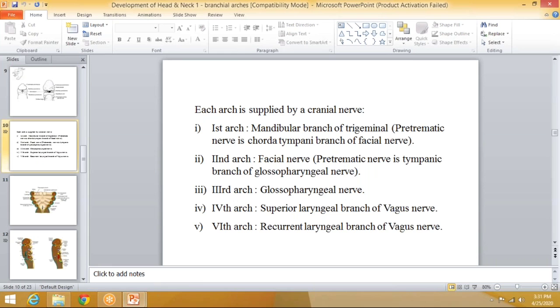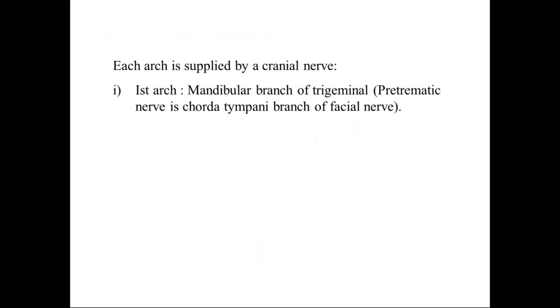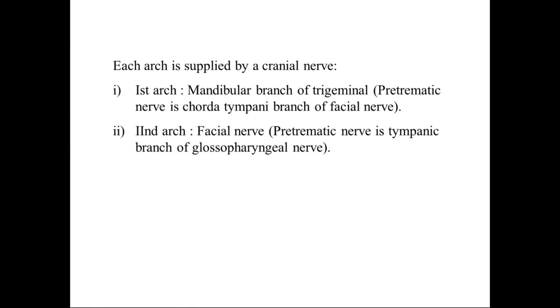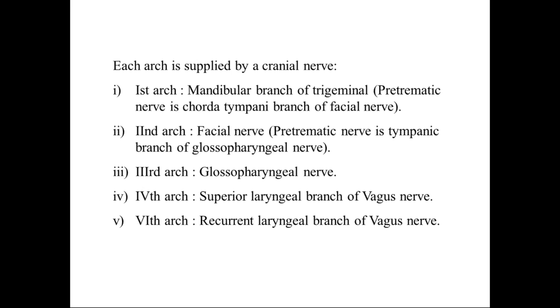So we are going to start with the nerve supply of the pharyngeal arches. Each arch is supplied by a cranial nerve. So first arch, that is your mandibular, is supplied by the mandibular branch of the trigeminal nerve. It has its pretrematic nerve, that is the chorda tympani branch of the facial nerve. Second arch has only one, that is your facial nerve.